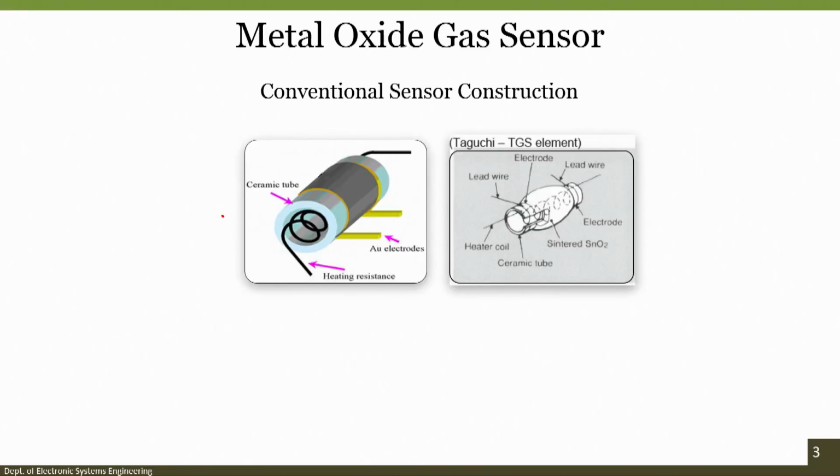Now, we will be talking about the metal oxide gas sensor. When you talk about the metal oxide gas sensor, this is a conventional sensor construction where you can see a ceramic tube, and the ceramic tube has sintered SnO2. What does SnO2 stand for? SnO2 stands for tin oxide, and then there are electrodes. So, let me first show you a few of the sensors and then we talk about the sensor construction, it will be kind of easier.